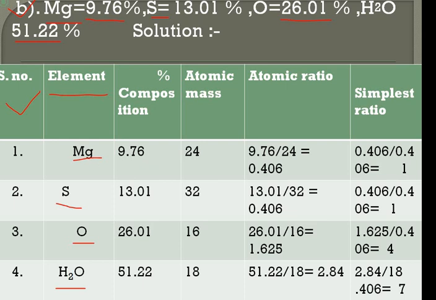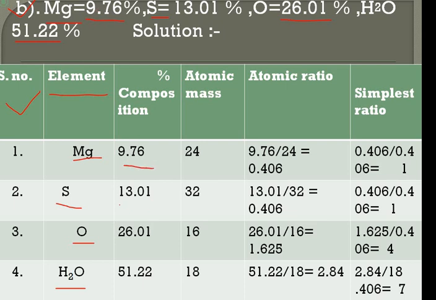You cannot skip the percentage composition, or change the percentage composition with the other element, otherwise your question will be wrong. Understand this thing? Now the first case is magnesium. We write here magnesium. In the case of magnesium, its percentage composition is given as 9.76.